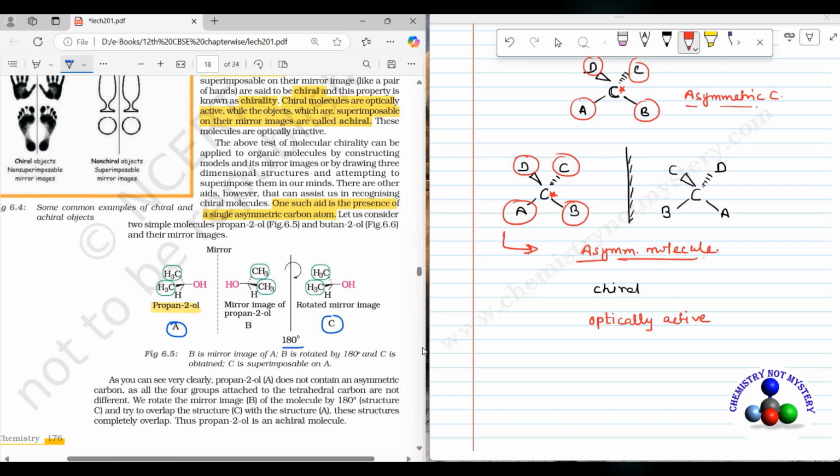So you can see very clearly that propane-2-ol does not contain any asymmetric carbon, as all the four groups attached to the tetrahedral carbon are not different. CH3, CH3, there are two identical groups. Due to the presence of these two identical groups, this molecule is achiral.